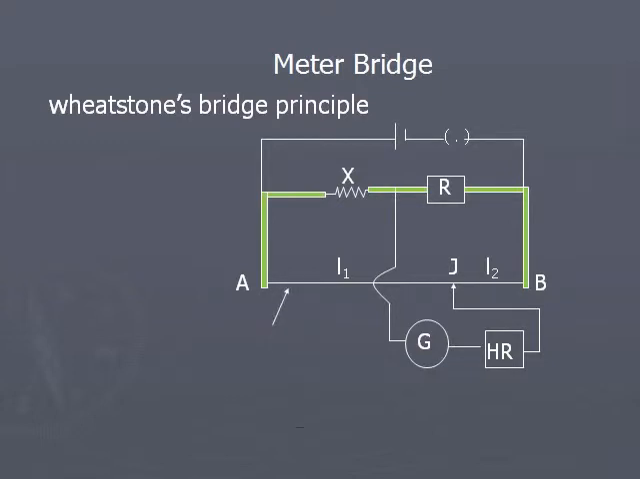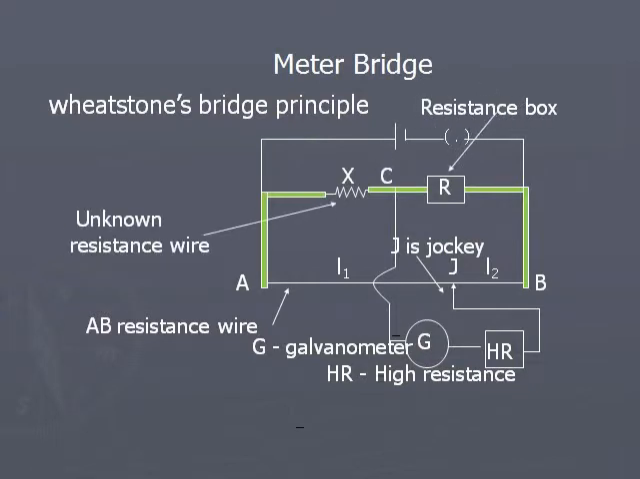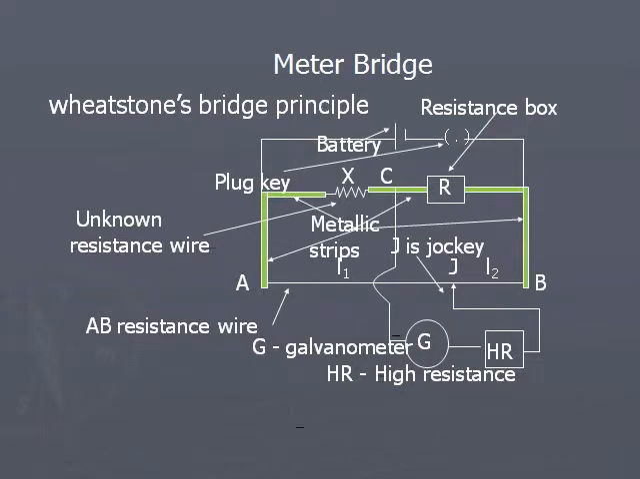Here, AB represents resistance wire and G is galvanometer, HR is high resistance, J represents jockey contact point, jockey, R represents resistance, X represents unknown resistance, C is a point on the metallic strip, and B battery resistance, then plug key. These are the different parts of meter bridge. These are the things that we come across in meter bridge.